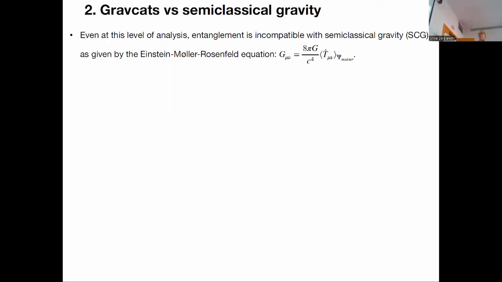Okay, so let's think about what semi-classical gravity says, and why it's not going to work. I'm going to take semi-classical gravity to be defined by the semi-classical Einstein equation, the Einstein-Müller-Rosenfeld equation. The basic point is that the gravitational field is going to be determined by the expectation value of the stress energy tensor of the material. This is the way you would think about coupling quantum matter to classical gravity.